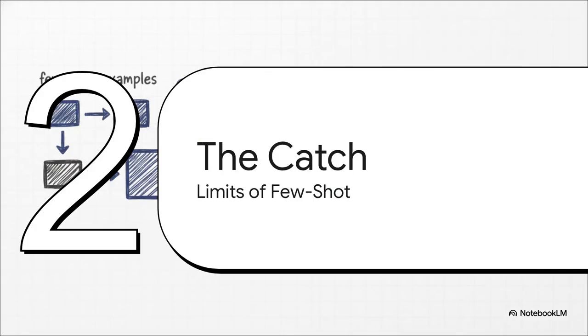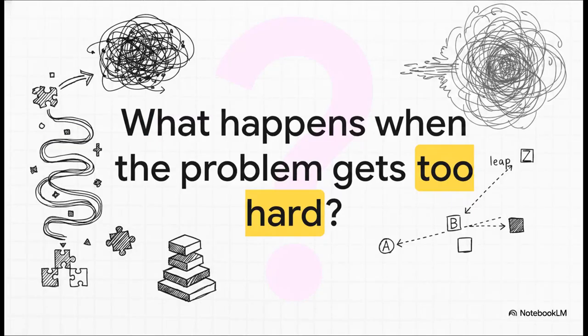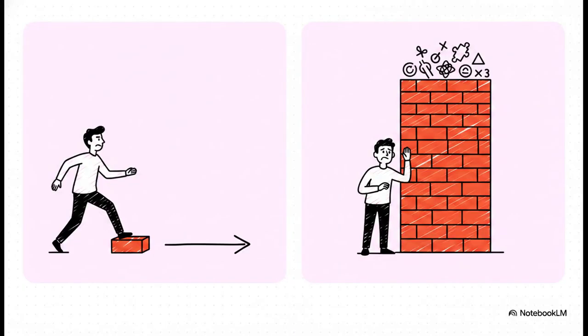Section 5, the catch, the limits of few shot. Okay, but even the best intern gets stuck sometimes, right? So I want you to ask yourself, what happens when the problem gets too hard? Imagine giving the AI a complex multi-step math equation or a really deep logic puzzle. In those cases, just showing the AI the question and the final answer simply isn't enough context. The leap from A to Z is just way too far for it to bridge simply by looking at the final destination. For simple tasks like formatting, sentiment analysis, or tone matching, few-shot works flawlessly.